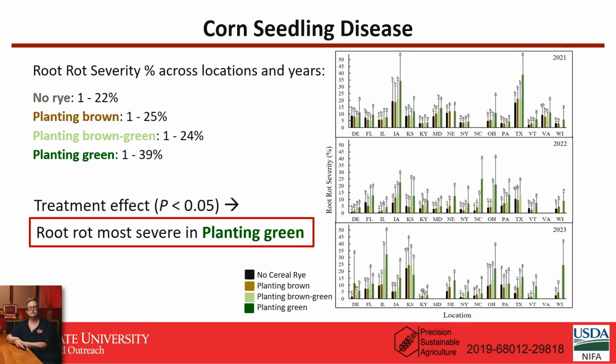For the corn seedling disease, everyone collected corn seedlings, and we then assessed those seedlings for root rot severity. What you can see here across the different years and locations is that there was a range of root rot severity across the treatments. But the take-home message again is that we saw that root rot was most severe in the planting green treatments for the majority of locations and years.